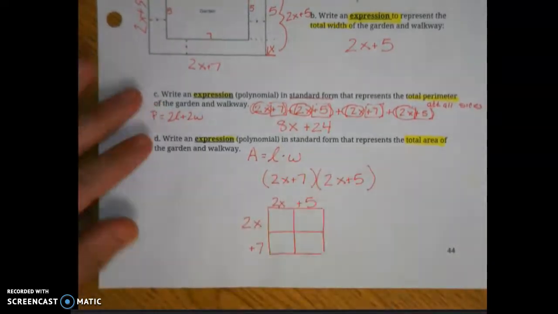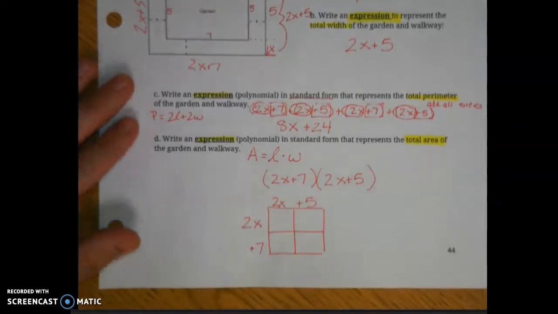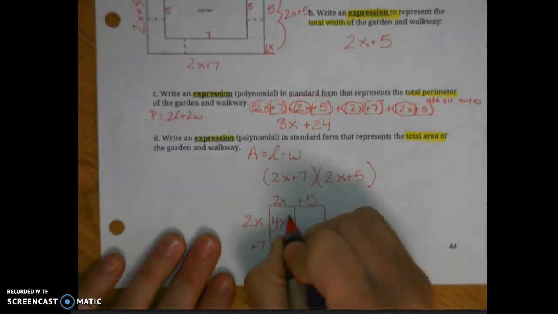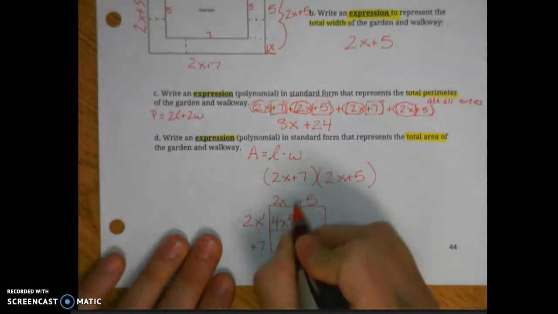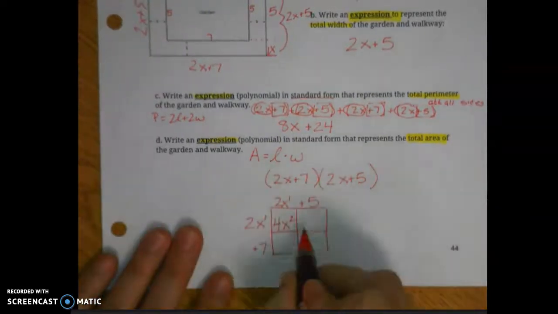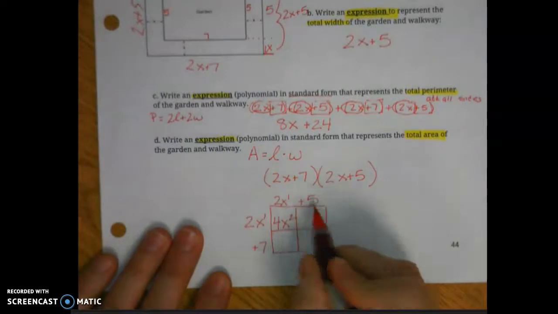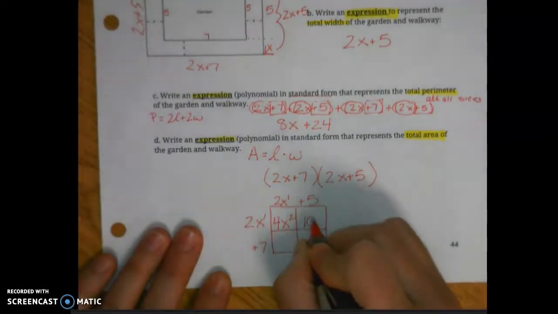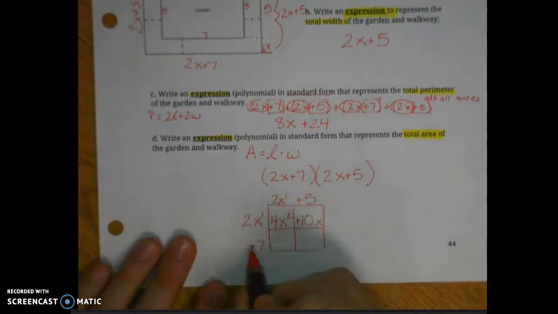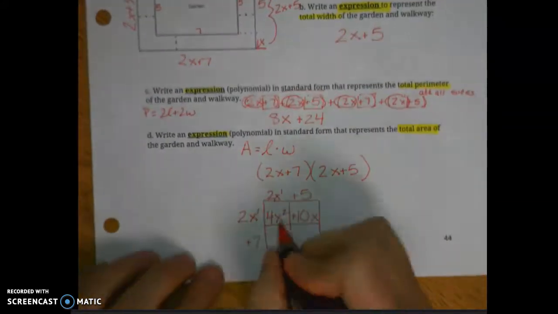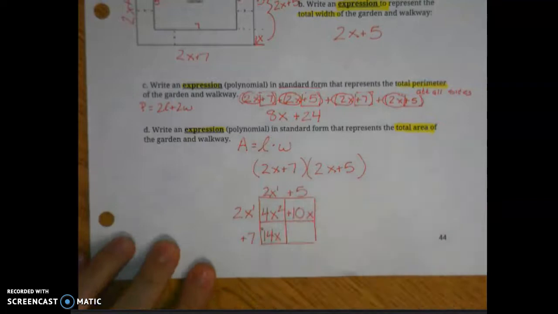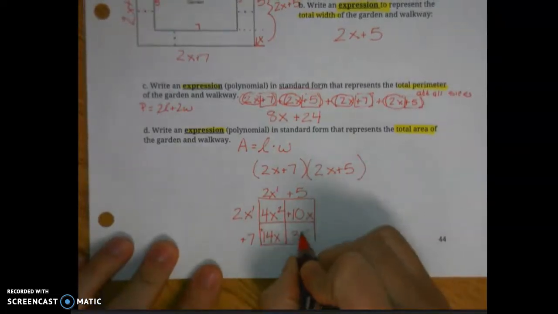And then inside the box, I'm going to multiply the term on the left with the term at the top. So in this box, I'm doing 2x times 2x, which is 4x to the 2nd power. Remember, you're multiplying the coefficients, and you're adding the exponents. So 2 times 2 is 4, and 1 plus 1 is 2. For this box, I'm doing 2x times 5. So 2 times 5 is 10, and then just bring over the x. So 10x, plus because it's a positive. Okay, in this box, I'm doing 7 times 2x. 7 times 2 is 14, and just bring down the x, and that's a positive. Okay, and in this last box, I have 7 times 5, which is 35, and that's a positive, so I'll put a plus sign.